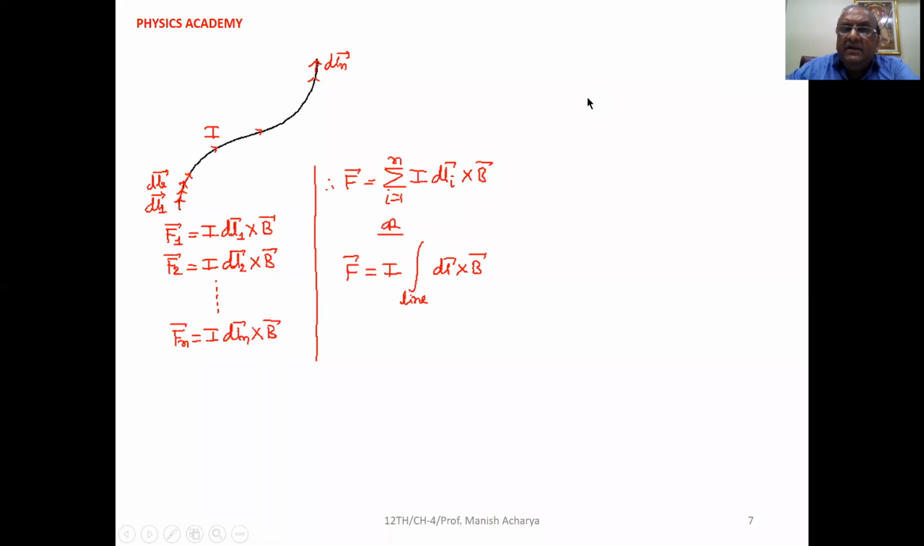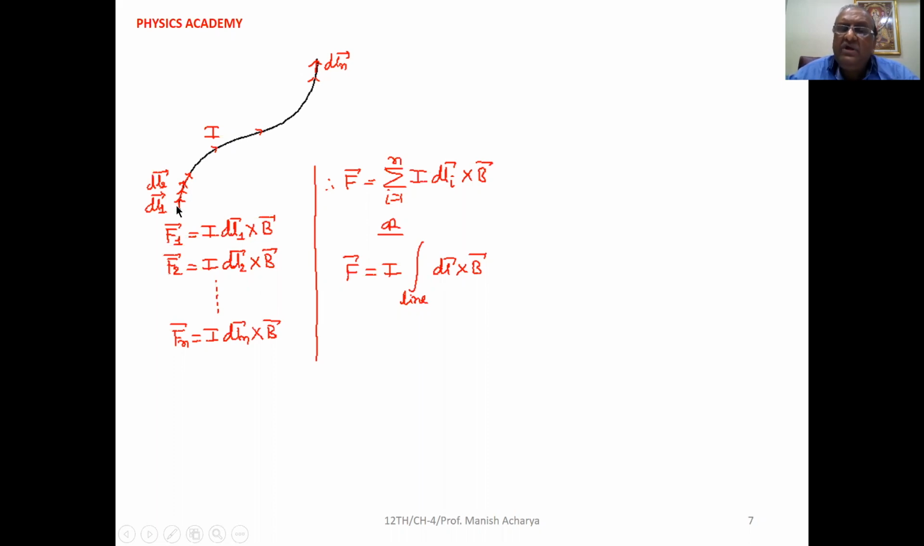Now, if the current carrying conductor is not a straight one, suppose the current carrying conductor is as shown in the figure. Now this particular conductor or wire is carrying current I. So in this particular case, what we have to do? We have to divide this particular conductor, or in other words, the entire length of the conductor, into so many infinitesimally small line elements. And when we consider infinitesimally small line elements, then we can prepare the current elements as I dl1, I dl2, I dl3, I dl4 up to I dln.